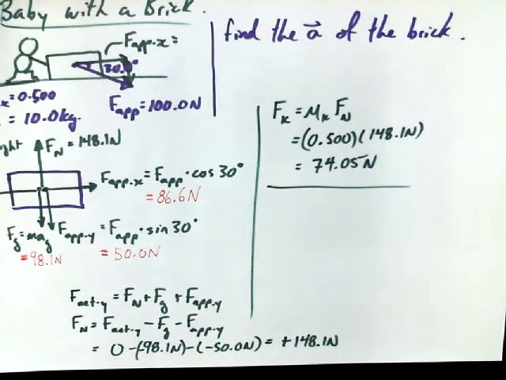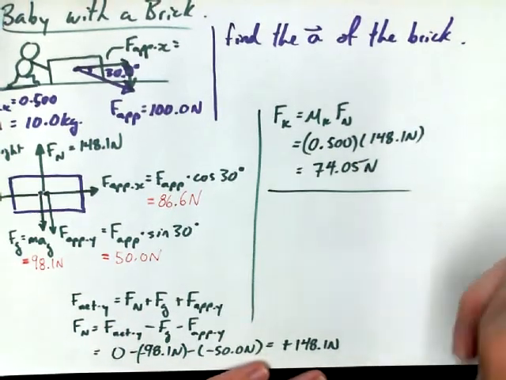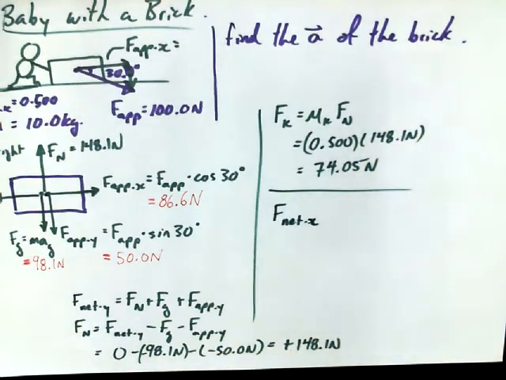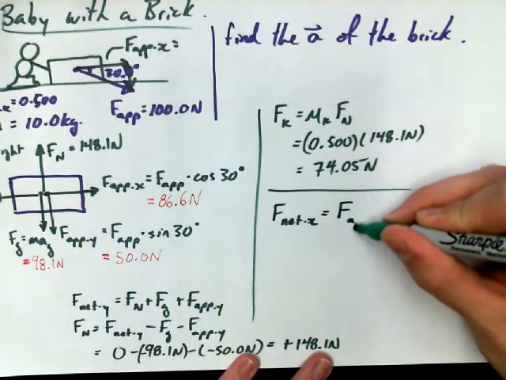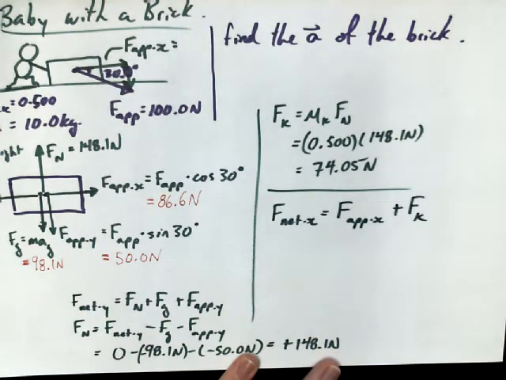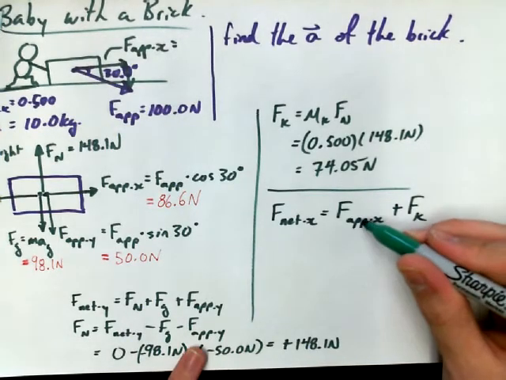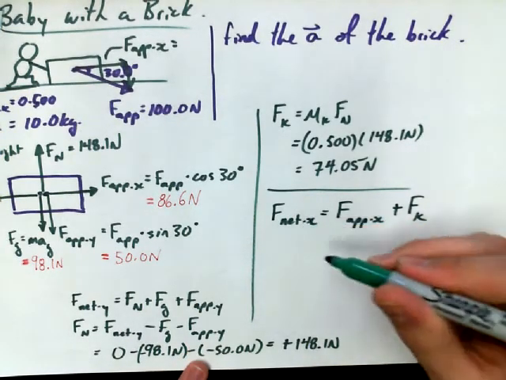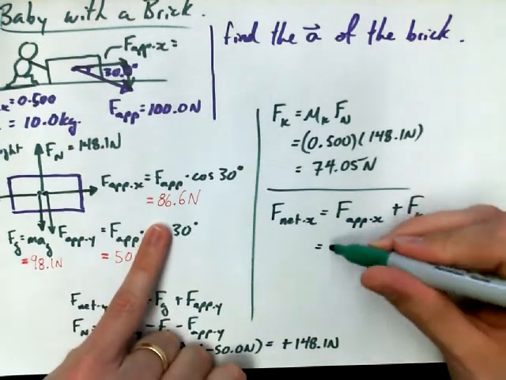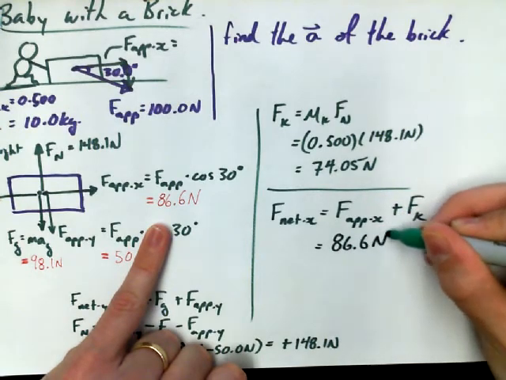What next? Yeah. Would you be able to subtract that from F applied x? Yeah, I like that. Actually, I would write it a little bit differently though, but I like the way you think about that sort of thing. What I would say is F net in the x direction, F net x. F net in the x direction is equal to F applied in the x direction plus Fk. And I can figure out what F net x is by plugging in those values. F applied x was, what was it, 86.6 newtons? Okay, taking it from the free body diagram.